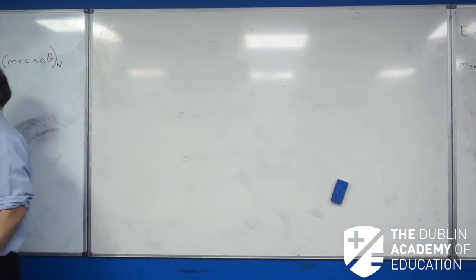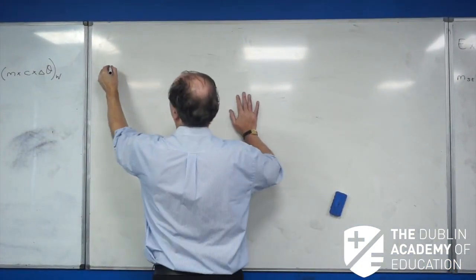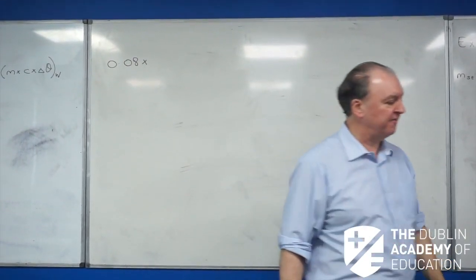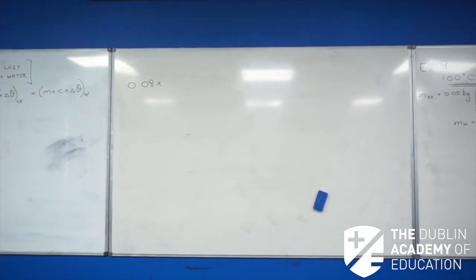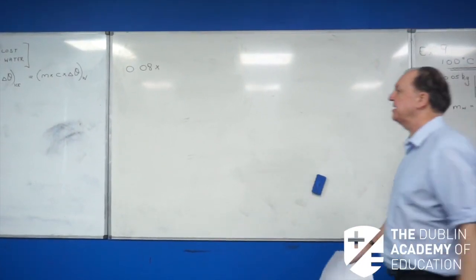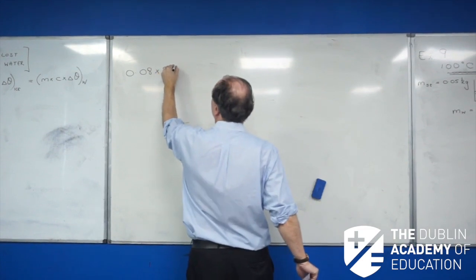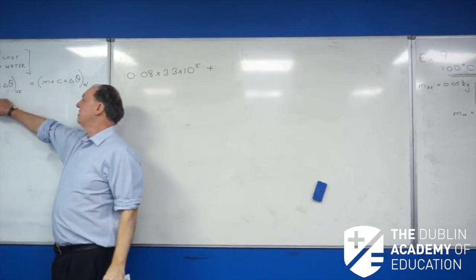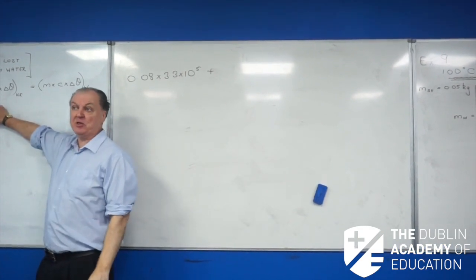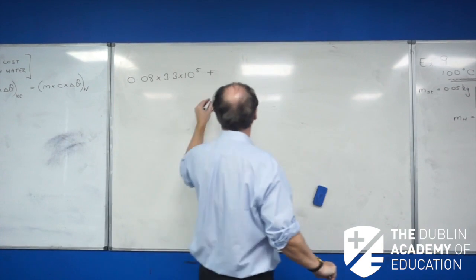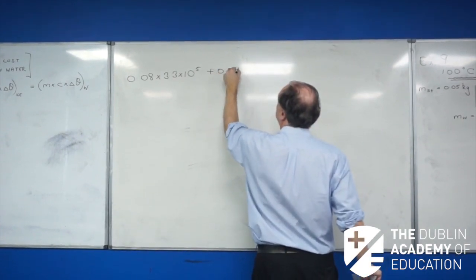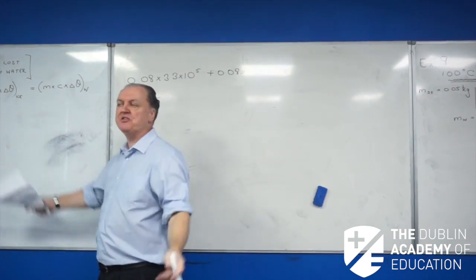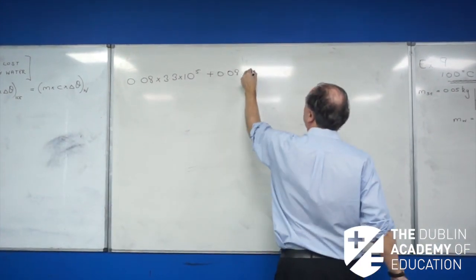The mass of the ice, 0.08. The latent heat of fusion of ice, well, that value will be given to me. That's 3.3 by 10 to the power of 5. Plus, this is now the melted ice. Its mass doesn't change. It's still 0.08. By the SHC of water, because the ice is now water. That's 4,180.